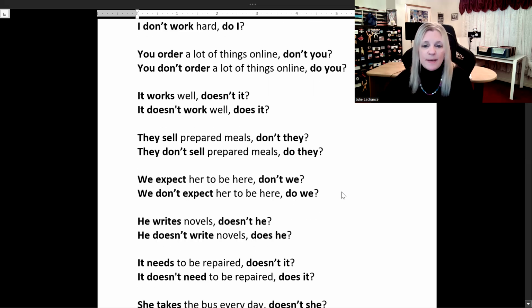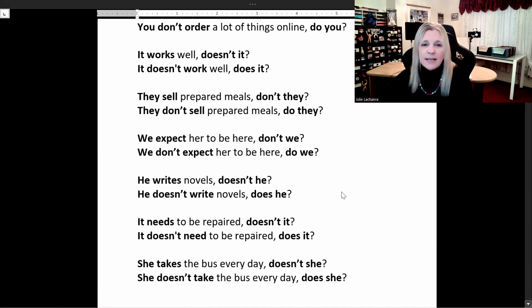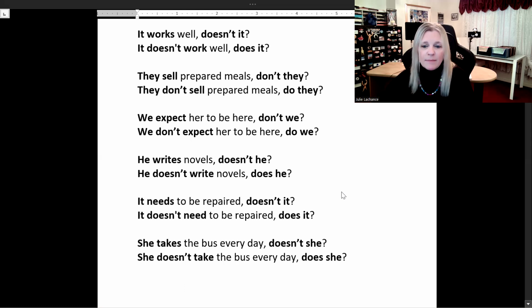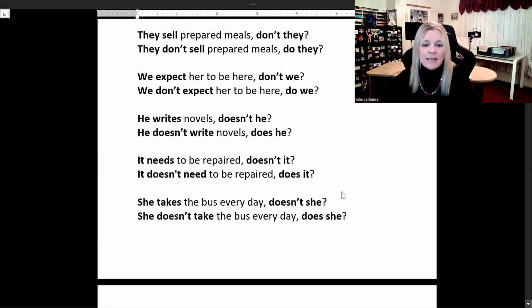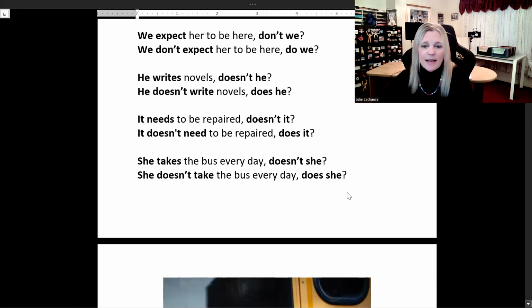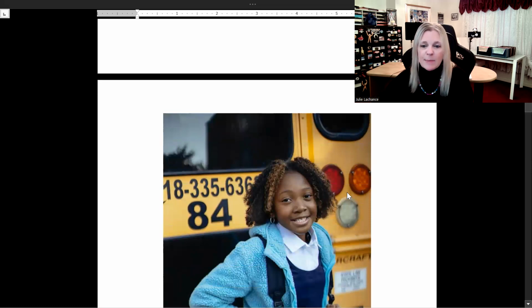We expect her to be here, don't we? We don't expect her to be here, do we? He writes novels, doesn't he? He doesn't write novels, does he? It needs to be repaired, doesn't it? It doesn't need to be repaired, does it? She takes the bus every day, doesn't she? She doesn't take the bus every day, does she? She absolutely does take the bus every day.